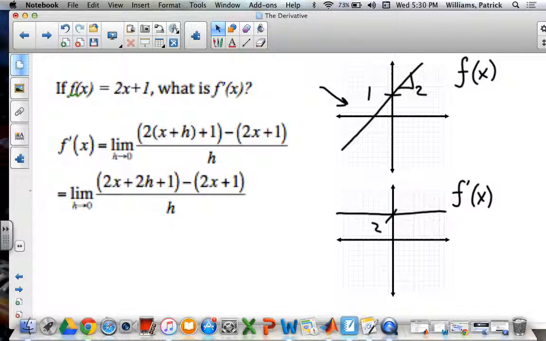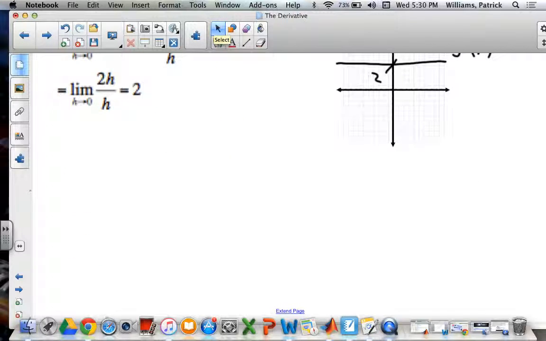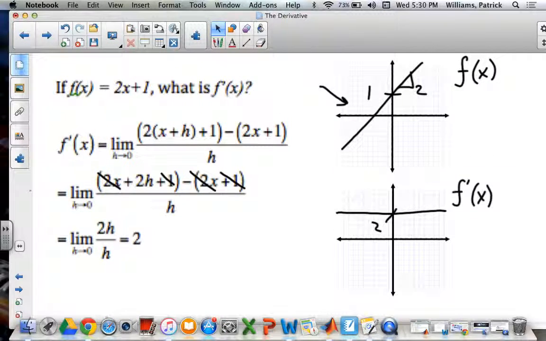So what kind of magic do we see happening right here? Well, we have a 2x right here and a negative 2x, so those are going to cancel. We have a 1 and a negative 1, so those are going to cancel. And what we're going to be left with is just this. We're going to end up with 2h over h, which, what can we do to this? Well, if we have an h in the top and an h in the bottom, those can cancel, and we're just left with 2. So, yeah, we were right. Okay, we didn't need to use any math to figure this one out.